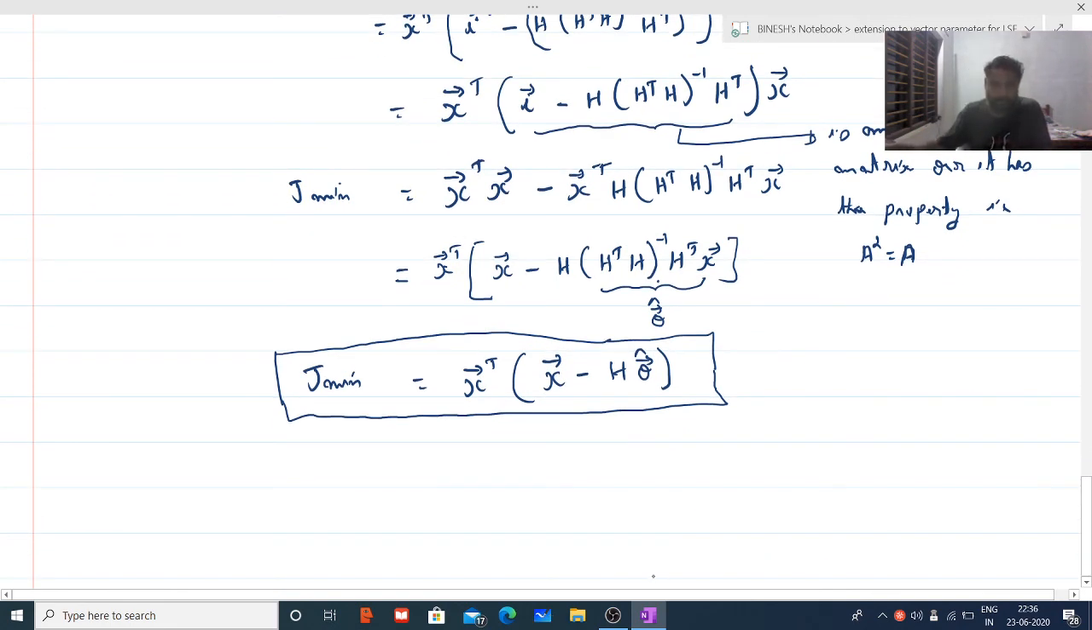Clear. So the minimum least square approach, the formula for that one is that, J minimum, or in general I can call this as minimum least square estimator. So that is given by J minimum is nothing but x transpose x minus h theta cap. Okay. So in weighted form, as we had discussed in the previous derivations, we can have the weighted form also.